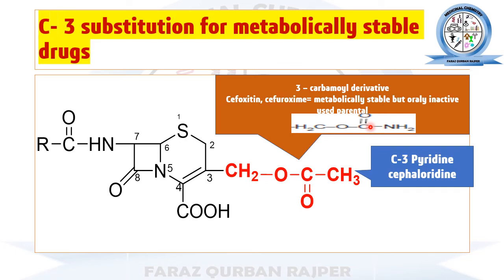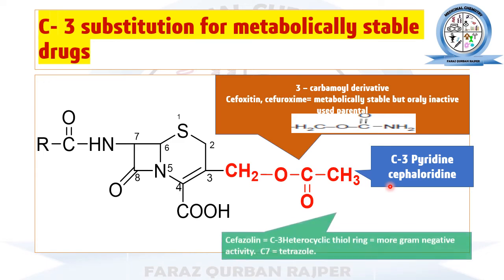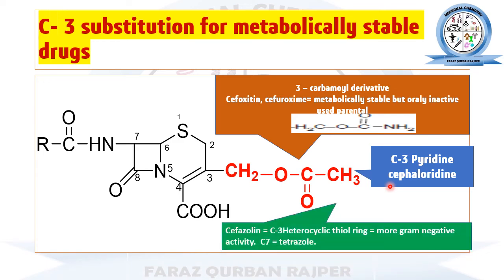Besides this, we can also substitute the C3 acetoxy with a pyridine heterocyclic ring, and the cephalosporin in which the pyridine heterocyclic ring is present also has metabolic stability in comparison to cephalothin or cefapirin, which are metabolically unstable derivatives, as we have already discussed in our first slide. There is also another substitution: we can substitute the C3 acetoxy functional group with another heterocyclic ring, that is the thiol ring.